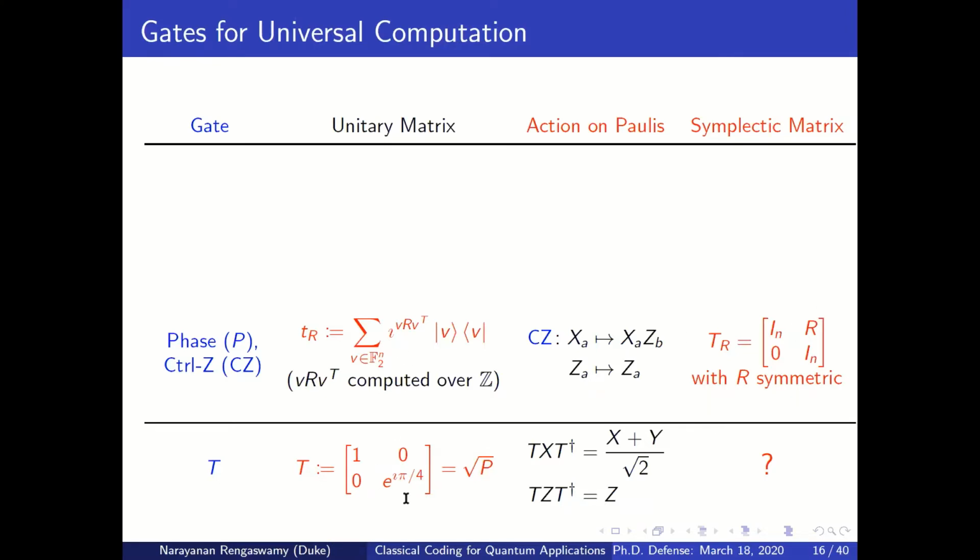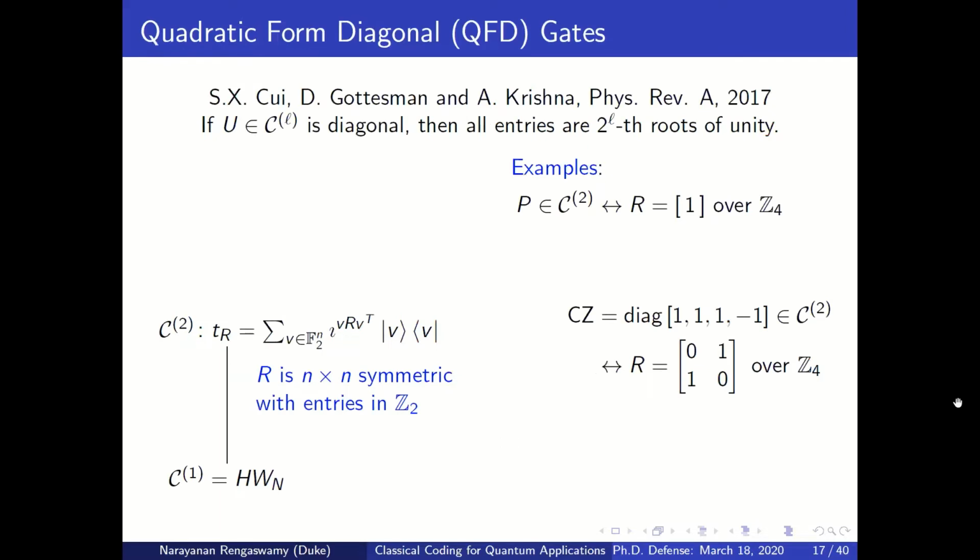Now, if we take the T gate, we know how it acts on Paulis, but we don't have a symplectic connection because it's not Clifford. The question is, is there any way to reasonably fill this gap so that we may be able to extend our LCS algorithm to non-Cliffords? And that's exactly what I'm going to show now.